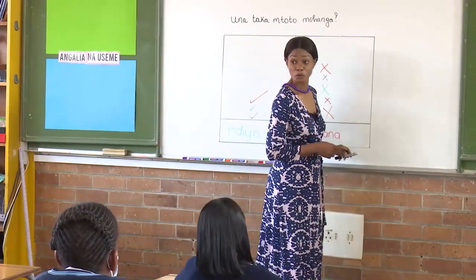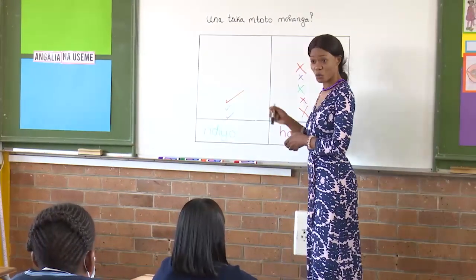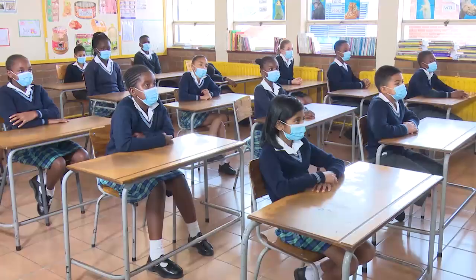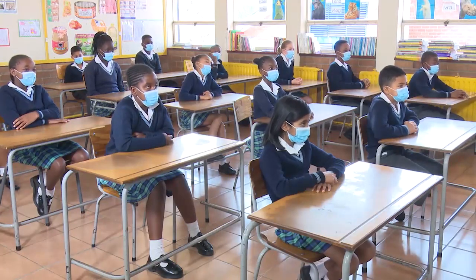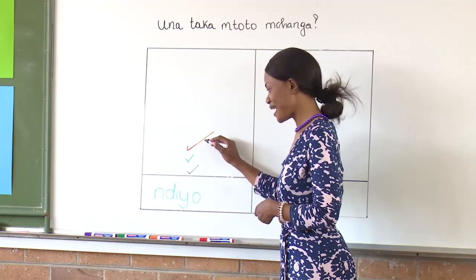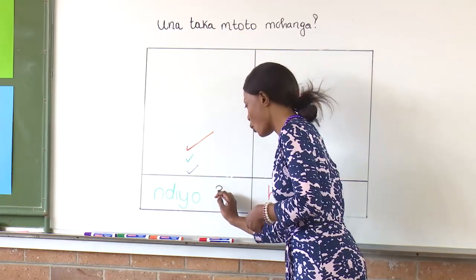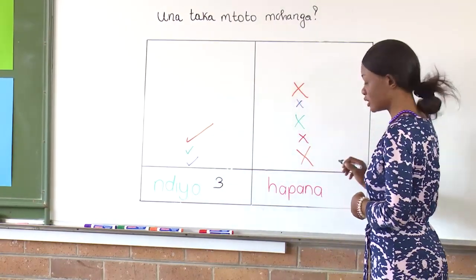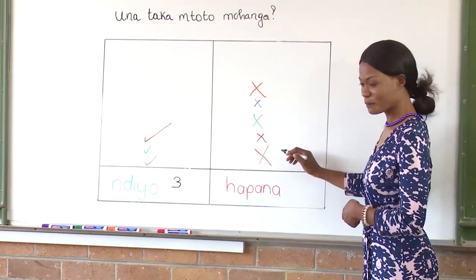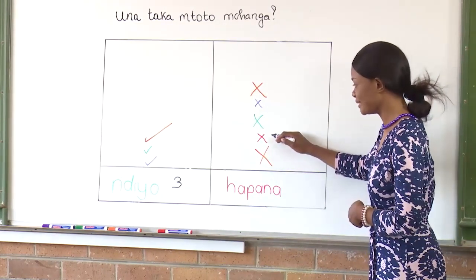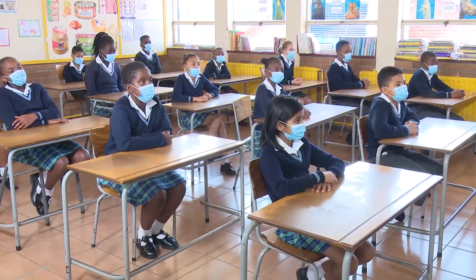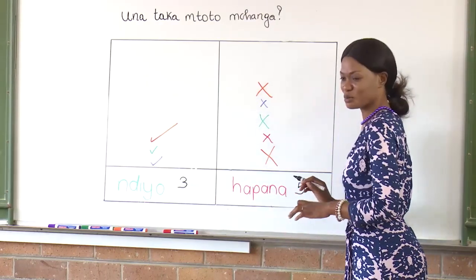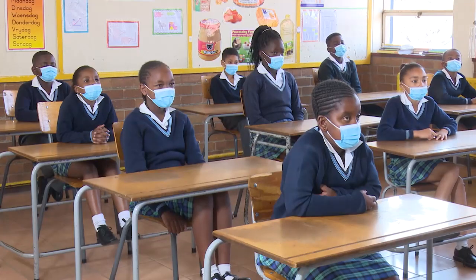Excellent. Now what you're going to do, you're going to count how many of you want a newborn baby and how many don't want. Let's count together. So count with me. Moja, mbili, tatu. So 3 of you want a newborn baby. Let's now count those that don't want a newborn baby. Let's go. Moja, mbili, tatu, ine, tano. That makes 5 of you who don't want a newborn baby. Excellent, well done class. Vizuri sana.